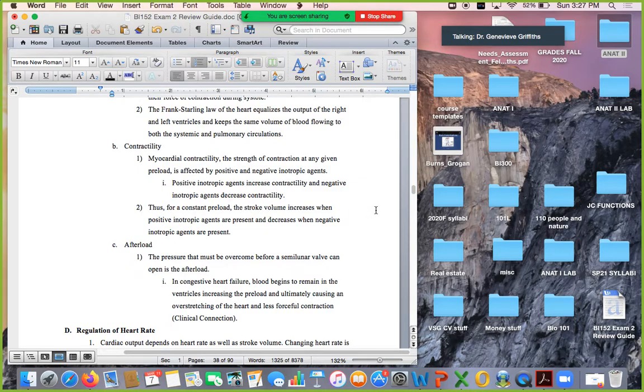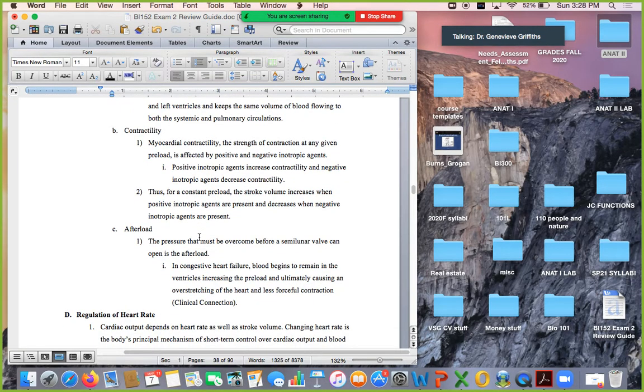The stroke volume will increase if we have positive inotropic agents and decrease if we have negative inotropic agents. And lastly, we have afterload, which is the pressure that has to be overcome before the semilunar valve can open. In someone facing something like congestive heart failure, we end up with blood pooling in the ventricles and remaining there, which increases the preload and causes overstretching of the heart. Eventually, overstretching of the heart leads to less forceful contractions.